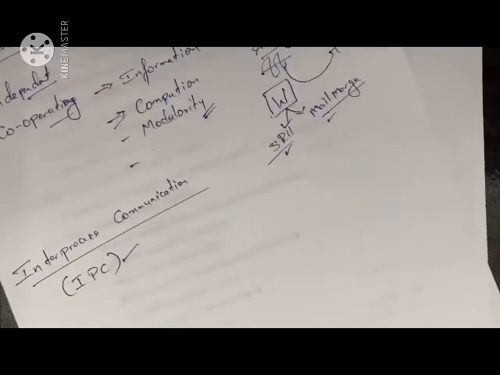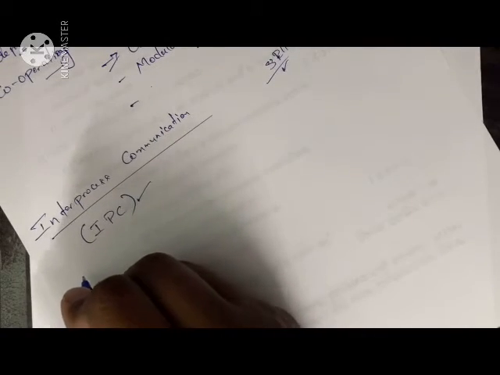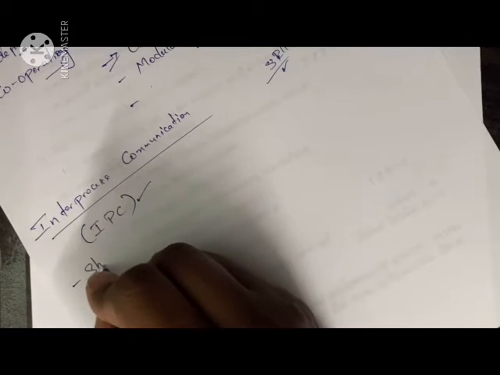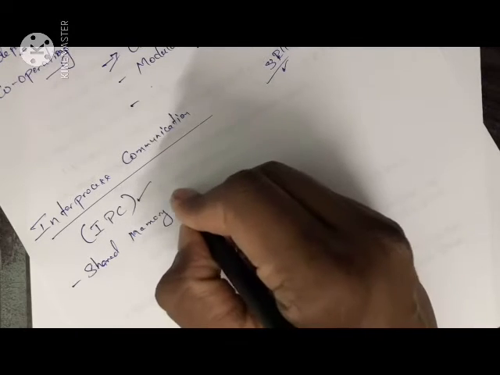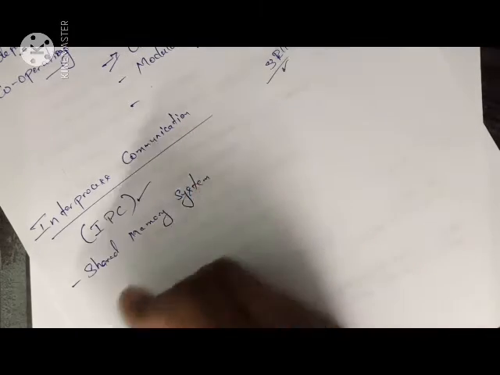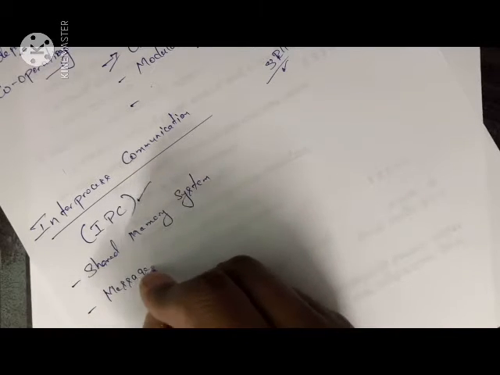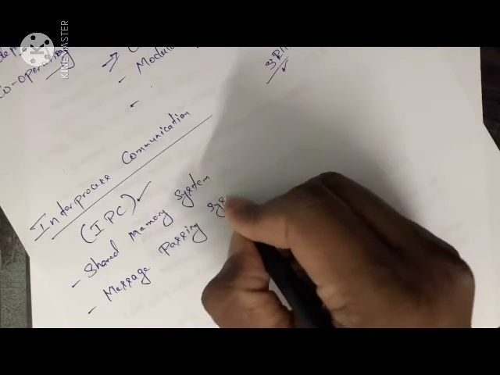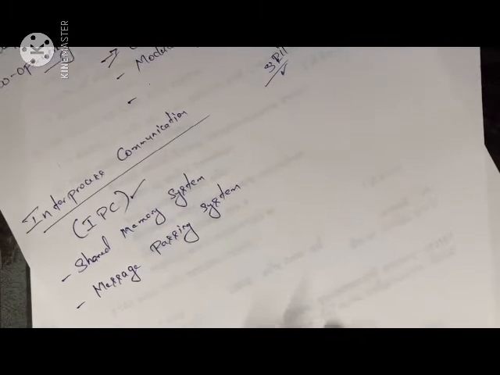So in IPC there are majorly two types we are going to use. One we will consider as the shared memory system, and the second we will call message passing. One is the shared memory system and the second one is the message passing system. So what does that mean?